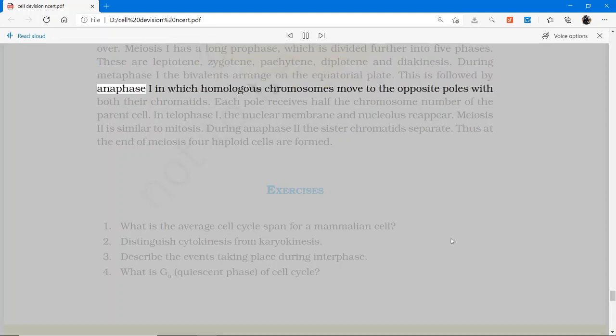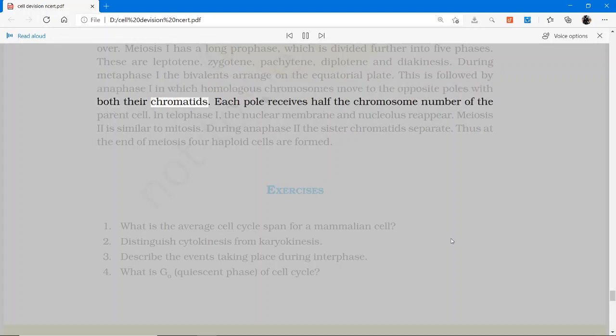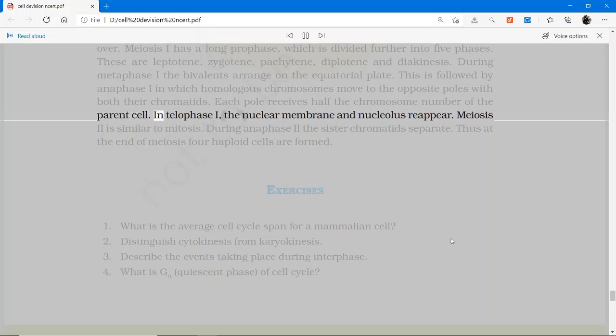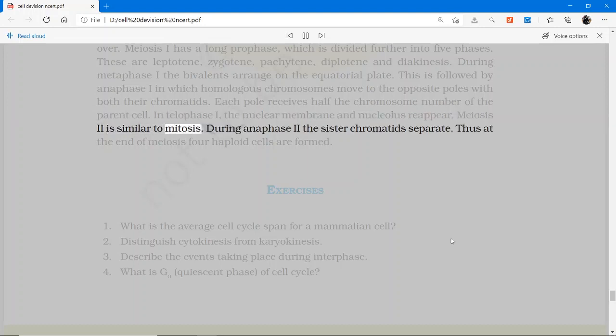This is followed by anaphase I, in which homologous chromosomes move to the opposite poles with both their chromatids. Each pole receives half the chromosome number of the parent cell. In telophase I, the nuclear membrane and nucleolus reappear. Meiosis II is similar to mitosis. During anaphase II, the sister chromatids separate. Thus at the end of meiosis 4 haploid cells are formed.